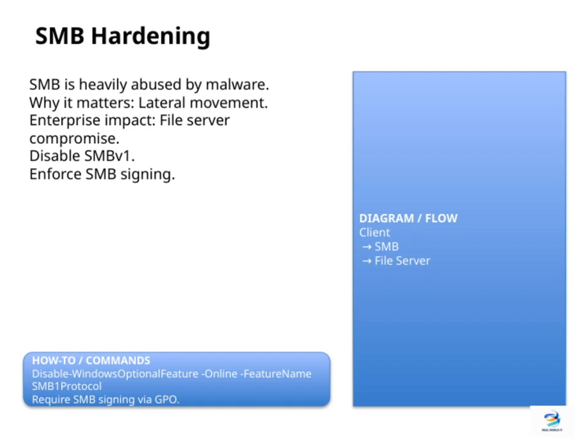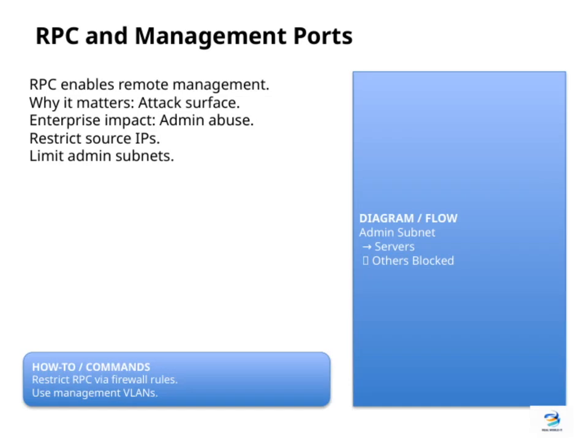So, in summary, addressing SMB vulnerabilities helps prevent lateral movement and protects our enterprise from major impacts, like a full file server compromise. Let's take a look at this diagram. It shows that the admin subnet should primarily connect to servers, while other connections are blocked. The key here is to restrict RPC access to just those necessary connections, which we can do using firewall rules.